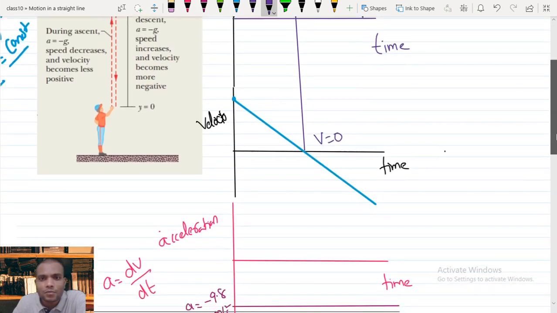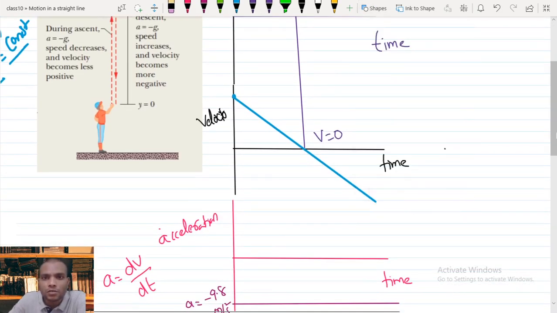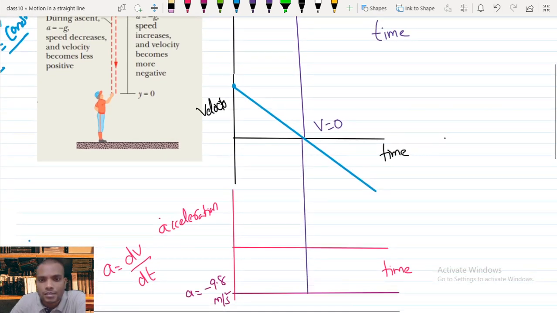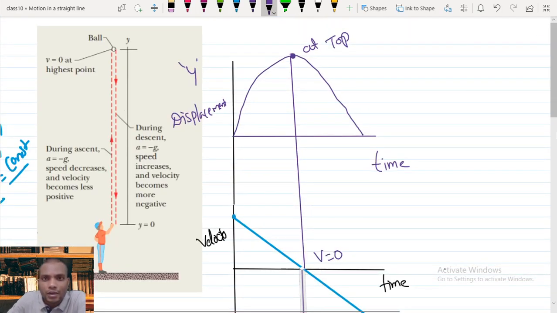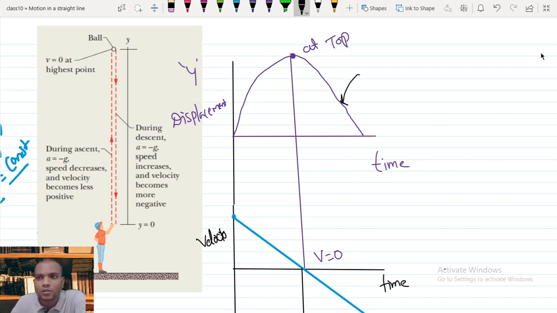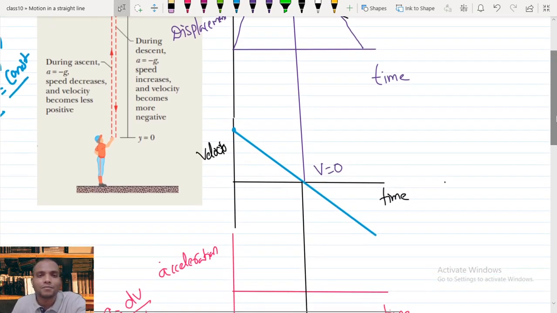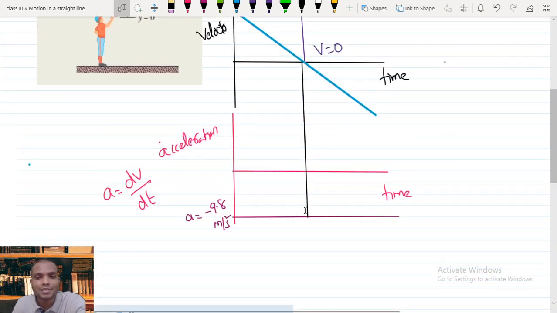But what about the acceleration at the same point? Acceleration at the same point remains constant. It does not change at all. This is the acceleration at the same point. Now when the object is falling, during the descent time, displacement is increasing, and the velocity is increasing but in the negative direction. Because velocity is a vector, it is increasing in the negative direction, but acceleration remains constant.